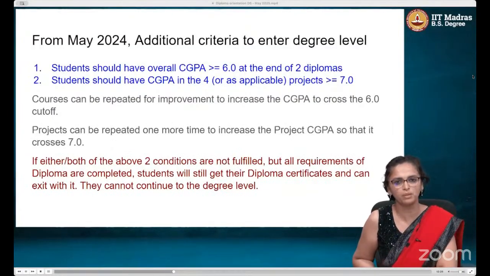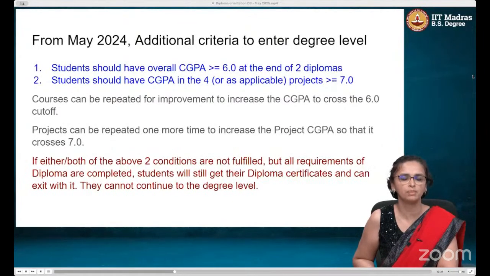So the CGPA across the theory courses and the project at the end of the 2 diplomas should be greater than or equal to 6. And the CGPA across the projects you have done in the diploma level should be greater than or equal to 7. This is an and condition. Even if one of the 2 is not satisfied, you will not be permitted to enter the degree level from May 2024. Please keep this in mind.